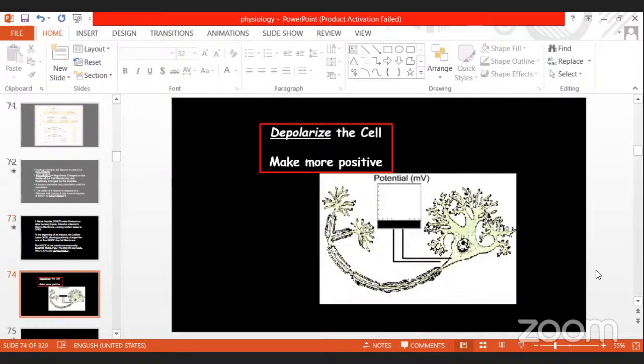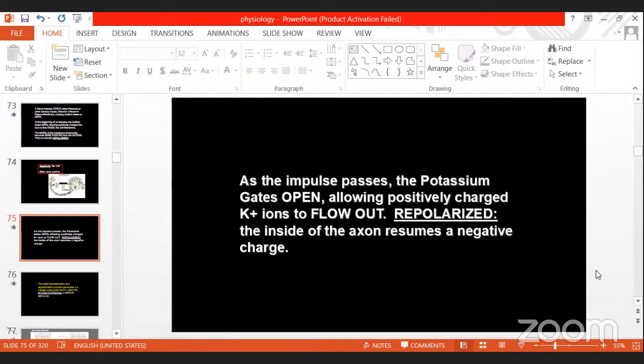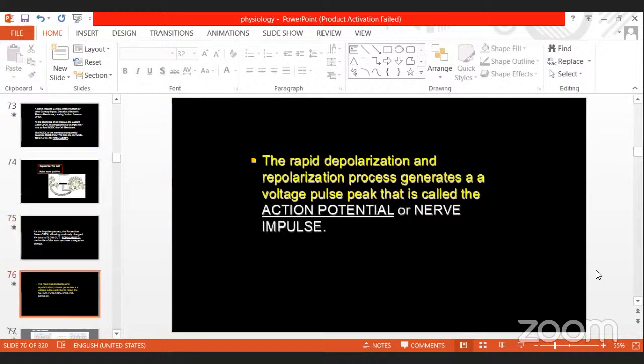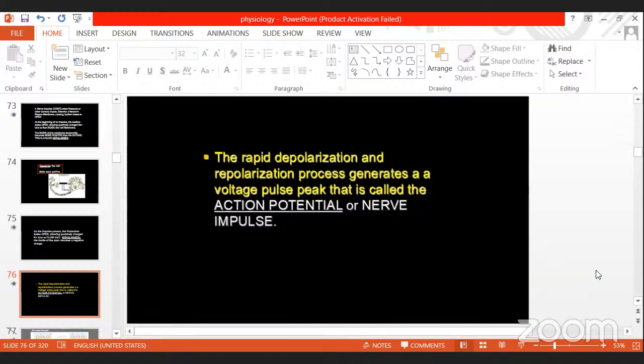That is known as the depolarized state. And when the impulse passes, the potassium gates open, which allows the positively charged potassium ions to move out. That is known as repolarization, the regaining of the normal polarized state. And the rapid depolarization and repolarization process generates a voltage pulse peak that is known as action potential or nerve impulse.